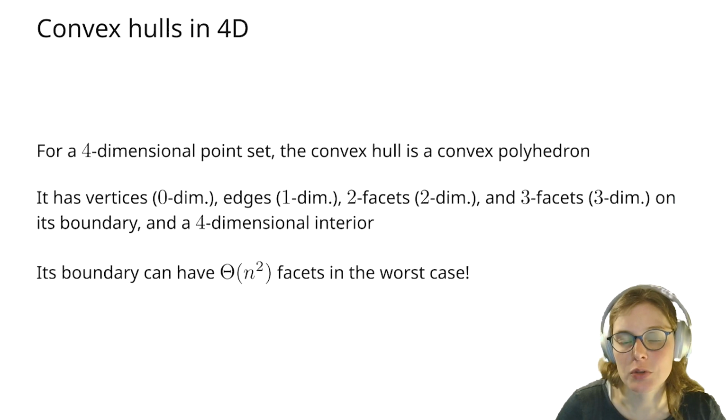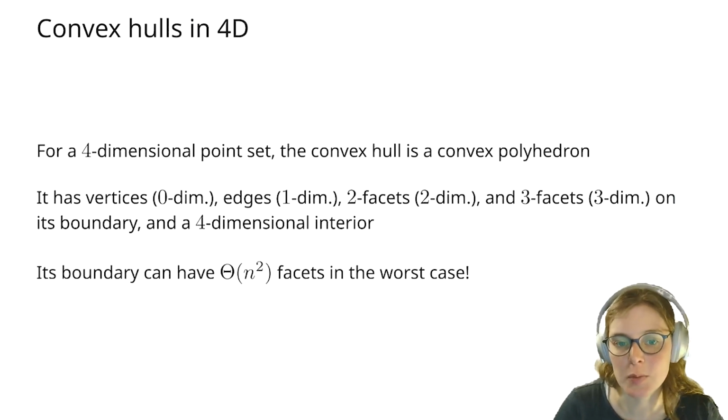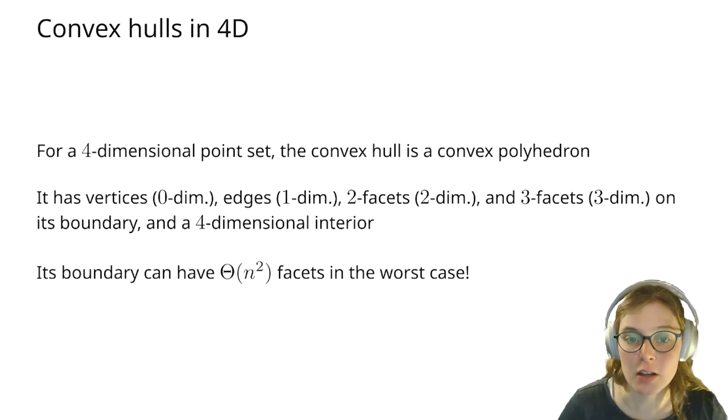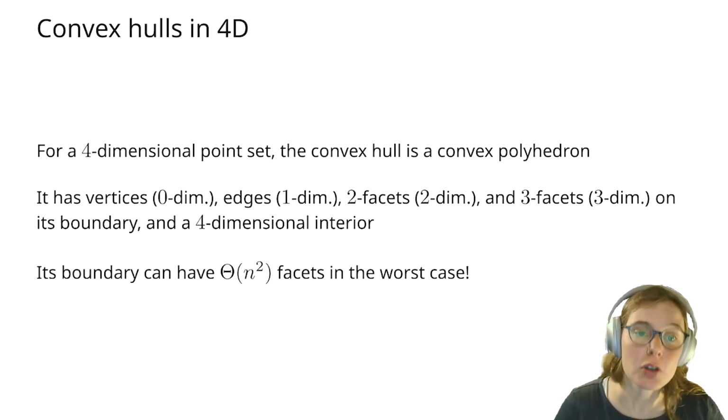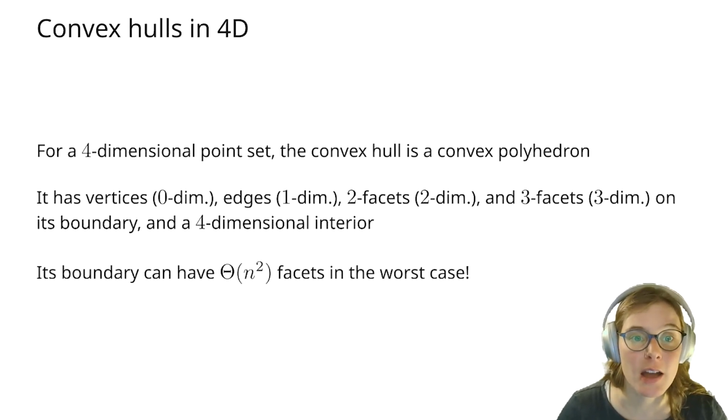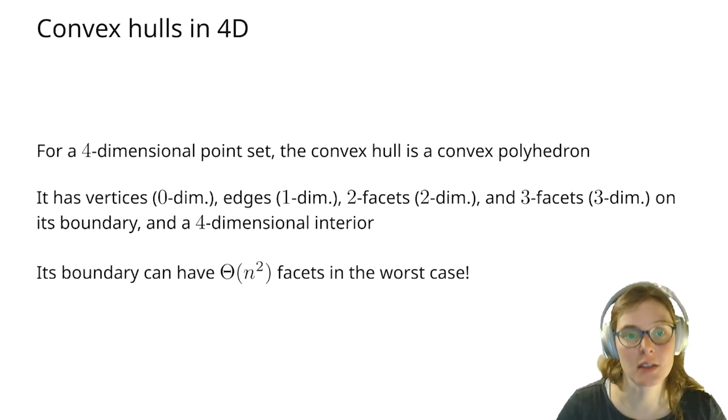But if we go into higher dimensions, which of course is possible, our convex hull in, for example, 4D will have vertices, 0-dimensional objects, edges, 2-facets, and 3-facets, and the interior will be a 4-dimensional object. Now, the boundary of a 4-dimensional convex hull can have quadratic number of facets in the worst case.